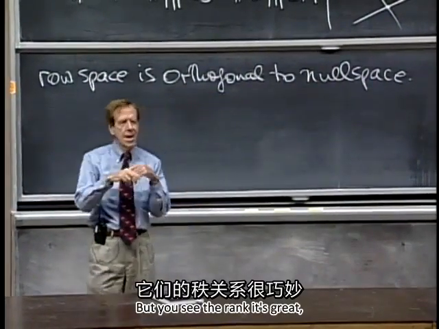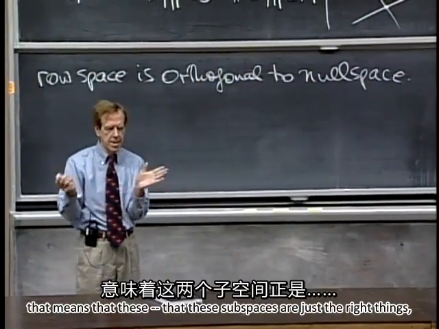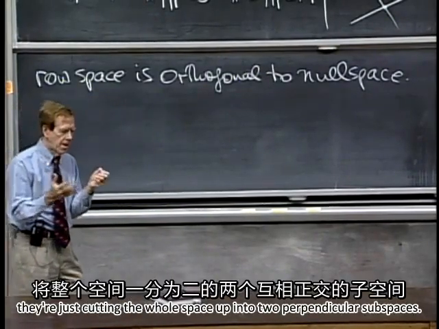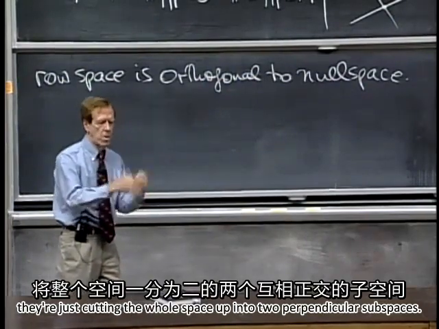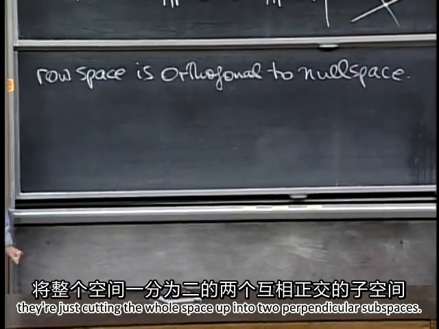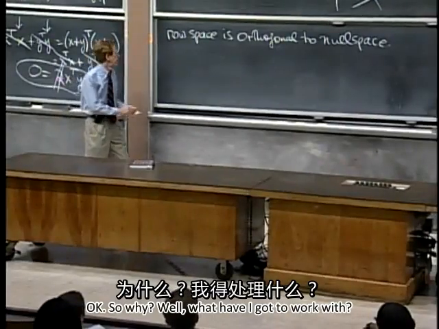But you see, it's great. That means that these subspaces are just the right things. They're just cutting the whole space up into two perpendicular subspaces. Okay, so why?